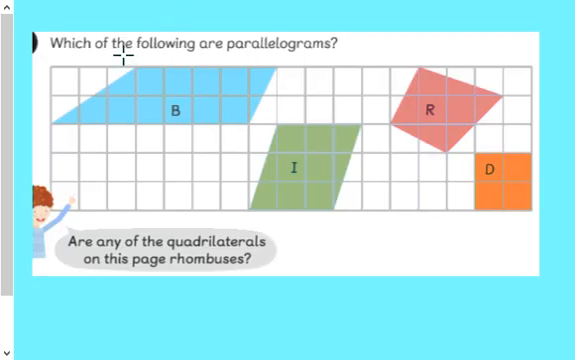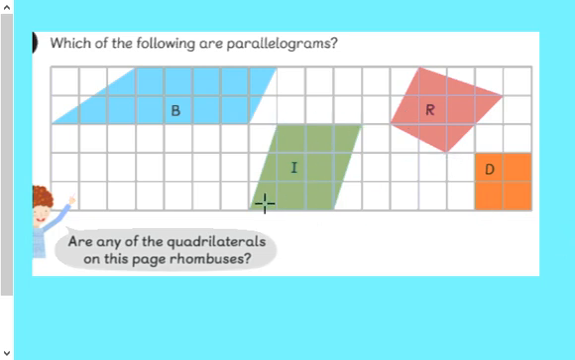This question here, which of the following are parallelograms? Now, the definition of a parallelogram is a shape that has 2 pairs of parallel lines. So this one is actually a trapezium because it only has 1 pair of parallel lines, not 2. This one has no parallel lines, so it cannot be a parallelogram. And that just leaves us with the last 2.